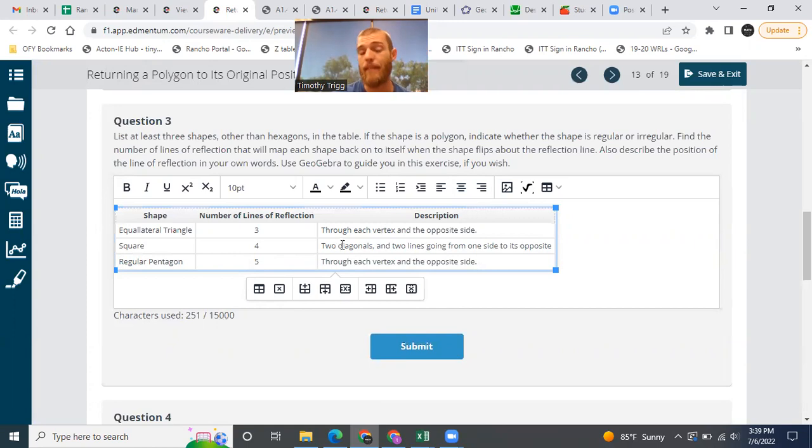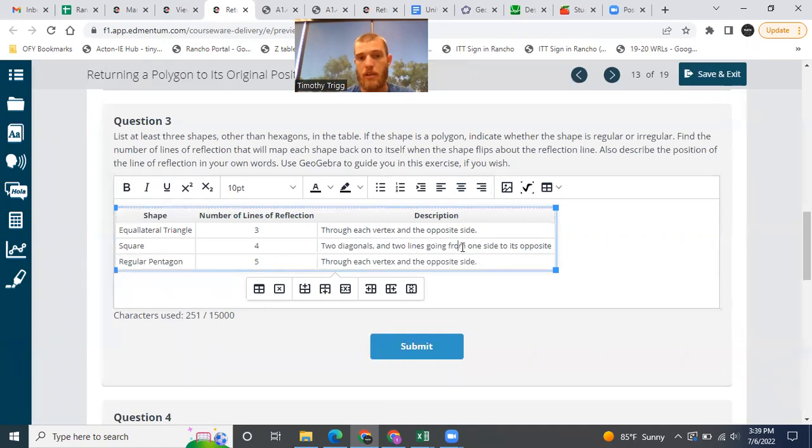Whereas if it has an even number of sides, say a square or a hexagon, 4 or 6 sides or 8 sides or any even number of sides, then it goes for diagonals, so vertex to the opposite vertex, as well as sides to the opposite sides.